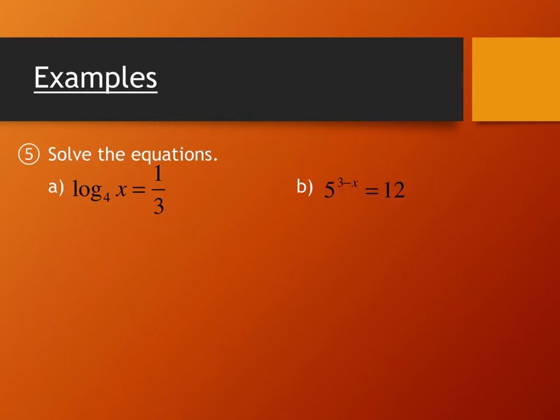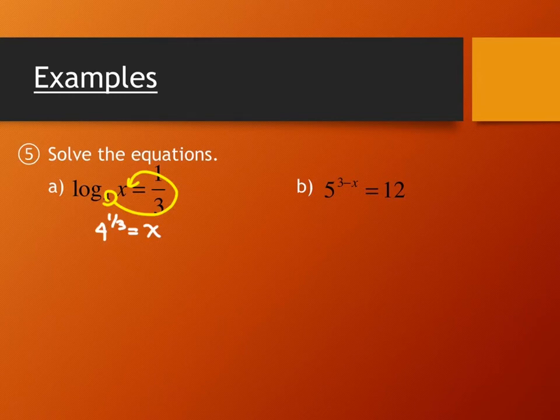What would it become? Somebody tell me what it becomes, loud in a voice I can hear. 4 to the 1/3 equals x. Thank you. Very good. 4 to the 1/3 equals x. Right? We start with the 4, and we draw our arrow around, and we land at the x. 4 to the 1/3 equals x.